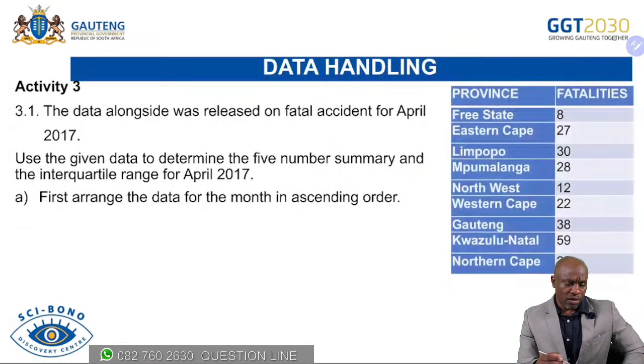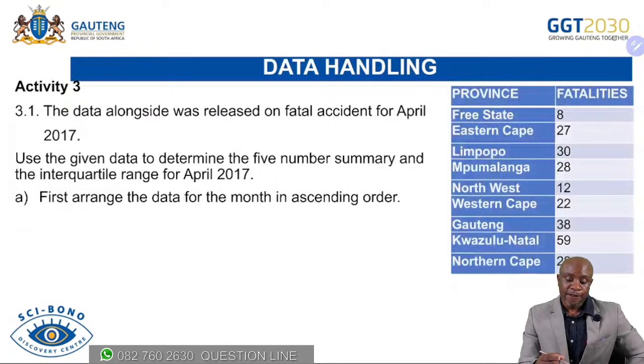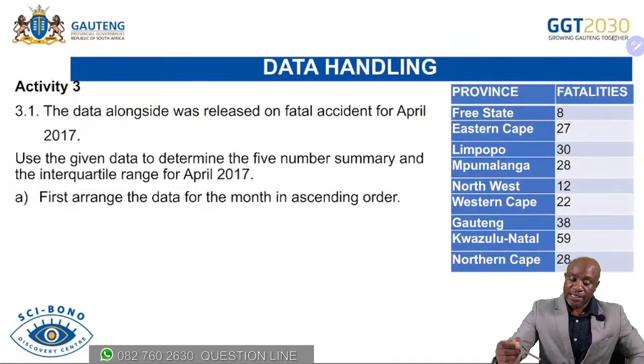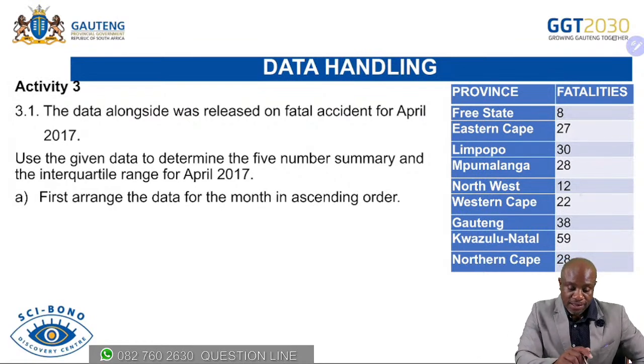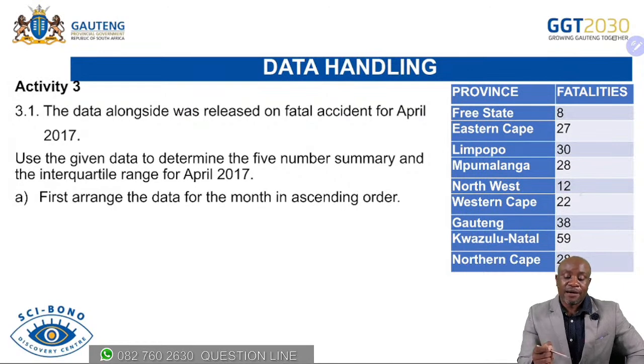I'm going to give you a minute to arrange these numbers. This is taken from some sources where we have fatalities. It says the data alongside was released on fatal accidents for April 2017, 8, 27 and the like for each of the provinces that we have there. Use the given data to determine the 5-number summary.